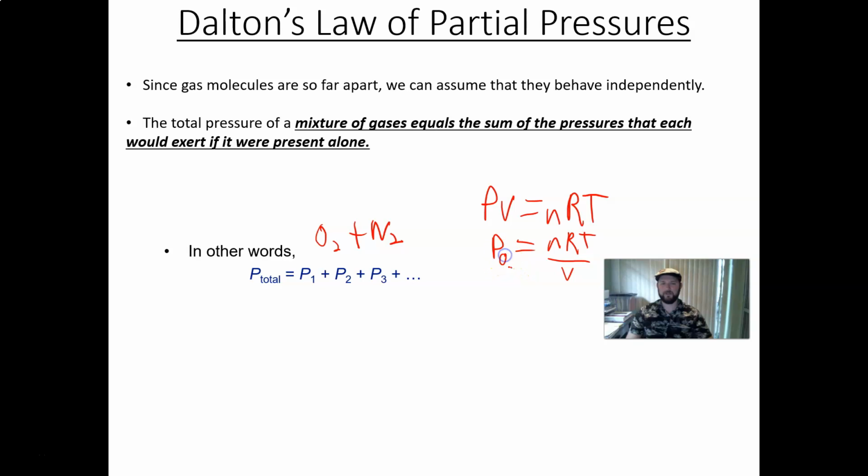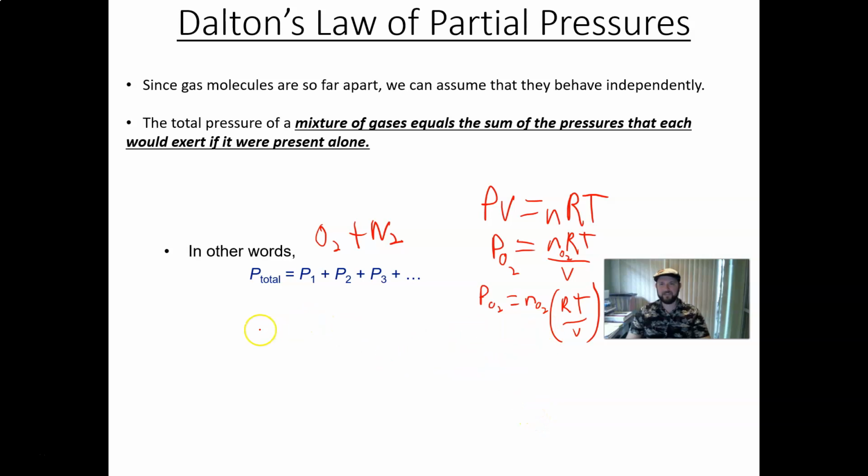So if we have P of O2, this would be n of O2, but R is the same. The temperature is the same because the gases are mixed together and in thermal contact. And the volume is the same because they're in the same container. It's one mixture, right? And so this essentially becomes P of O2 is equal to n of O2, with these being isolated outside because these are all the same.